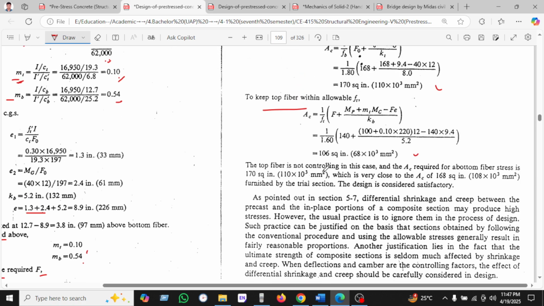So the top fiber is not controlling in this case, and the SE required from the bottom stress is given here, which is very close to the SE of 168 inches squared furnished by the trial section, and the design is considered satisfactory. Okay, these are the final values of S.